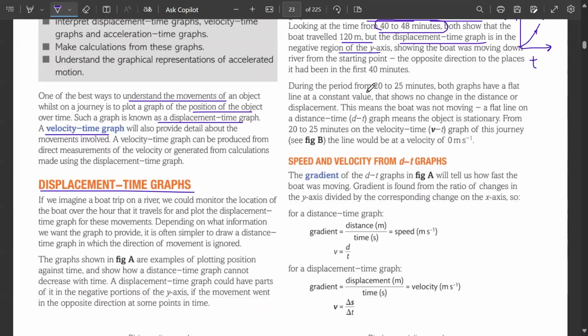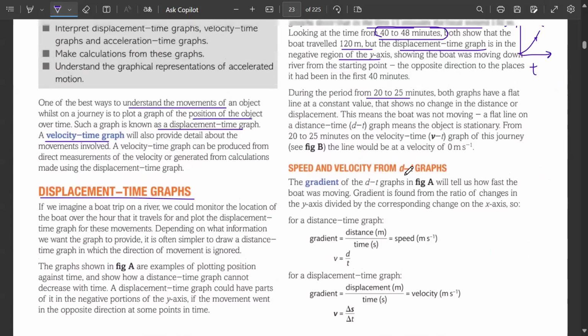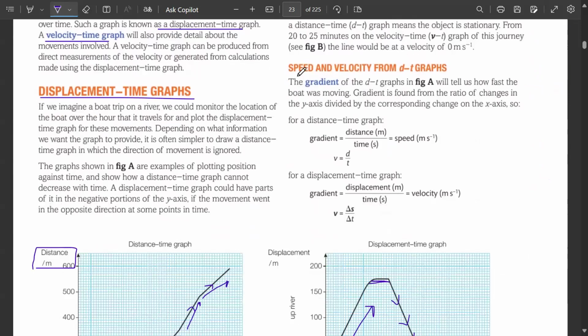Then you can see in 20-25 minutes, we have the graph given below. What is happening from 10 to 20? It is going in the positive direction. Then 20 to 25, the boat is at rest because the distance is not changing. And then it is moving backwards towards the starting point again. And then it again starts to increase. Got it? Good. That is how you interpret a distance time graph.